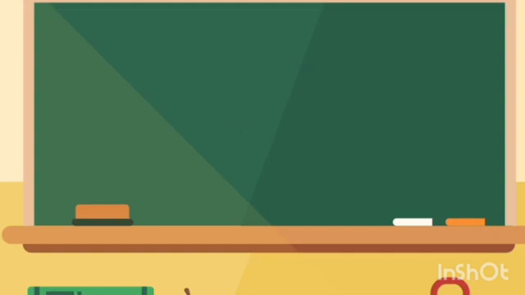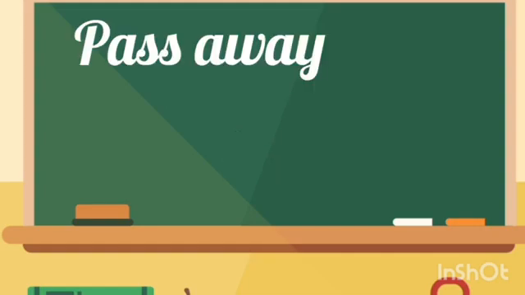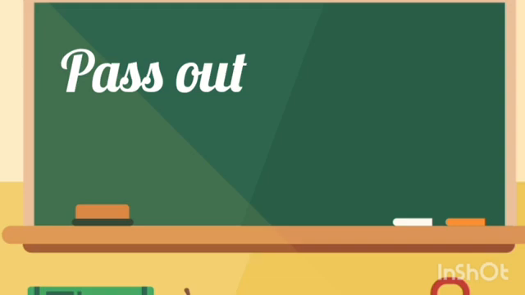Let me tell you one more example. Pass away means die. Sentence: my neighbor passed away last night. One more, pass out. Pass out means faint. One sentence I will give you: She passed out when she heard the bad news. Right? So this type of phrasal verbs will be asked.